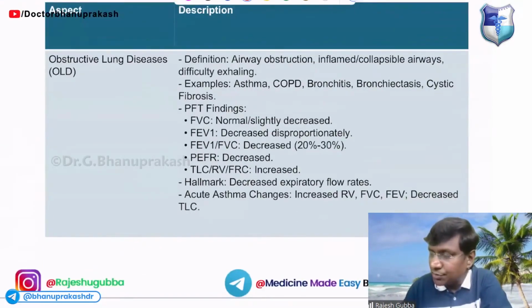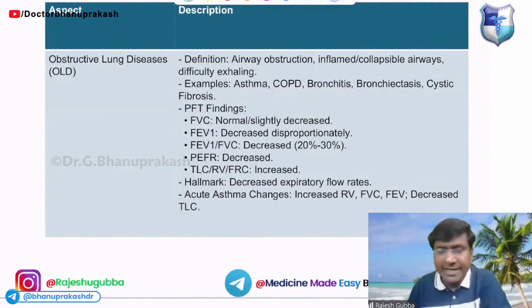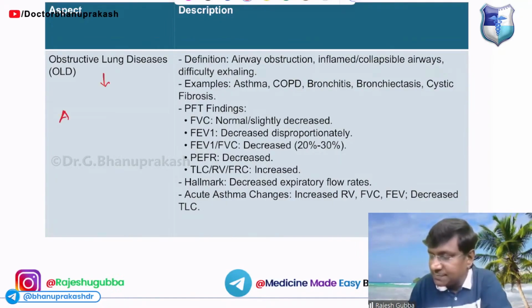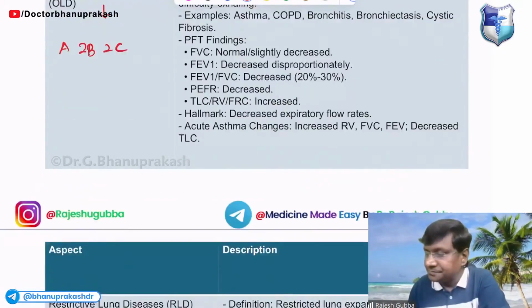But before that, I just want to tell you what the various parameters abnormal in patients with obstructive lung diseases will be. Now, in case of obstructive lung diseases, what are the examples? Please remember, A, 2B and 2C. A stands for asthma, B is bronchitis, another B is bronchiectasis, C is cystic fibrosis, another C is COPD. These are the etiologies that cause obstructive lung diseases, right?